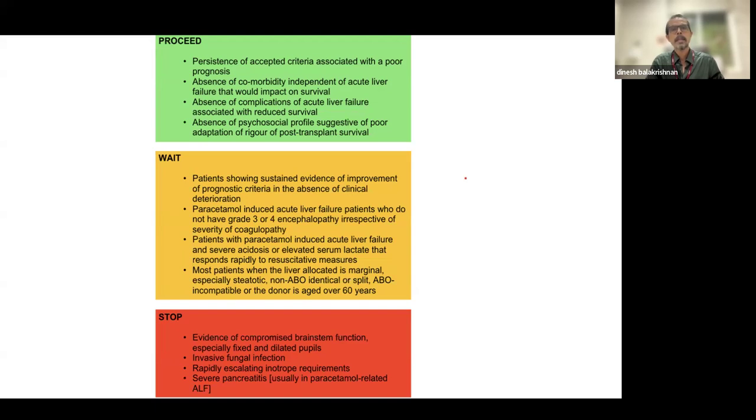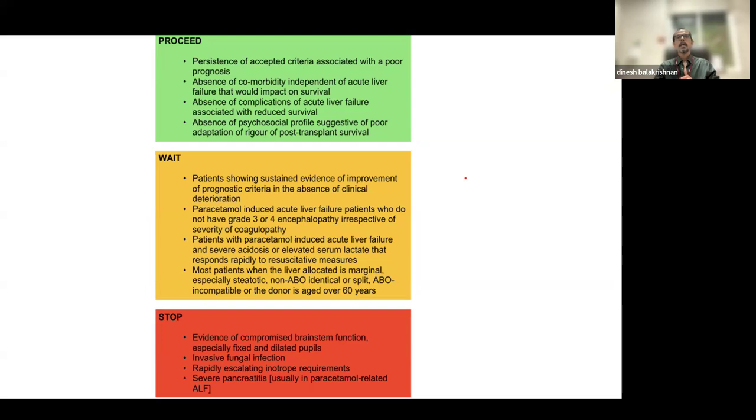then we should proceed. Who are the patients who should wait? Patients showing sustained evidence of improvement. For example, patients who are coagulopathic, INR is 6, and then next day without correcting, without giving plasma, INR comes down to 4 or 5. One should give time and wait. Paracetamol-induced acute liver failure who do not have grade 3 or 4 encephalopathy, one should wait. Patients with paracetamol-induced acute liver failure and severe acidosis or elevated serum lactate that responds to resuscitative measures, one should wait.